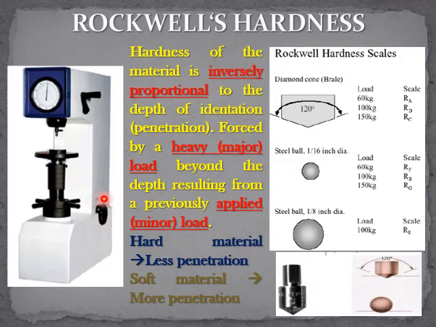A microscope screw is attached to the instrument itself, to move along the x and y directions to measure the depth of penetration more accurately. In a Rockwell hardness testing machine, two types of indenter are used: either a steel ball or a diamond cone brale. The surface of the indenter is a diamond anvil of angle 120 degrees. Either a small steel ball of 1/16 inch diameter or a heavy steel ball of 1/8 inch diameter is used as an indenter in Rockwell hardness testing.